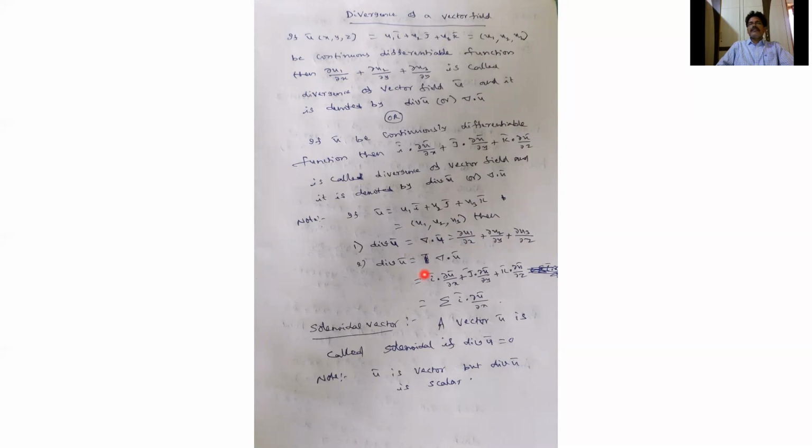Similarly, another definition: divergence of u bar equals del dot u bar, that equals i dot dou u by dou x plus j dot dou u by dou y plus k dot dou u by dou z. This can be written as sigma i dot dou u by dou x. And solenoidal vector means a vector u bar is called solenoidal if the divergence of u bar equals 0. Also, the observation is that u bar is a vector but div u bar is a scalar.